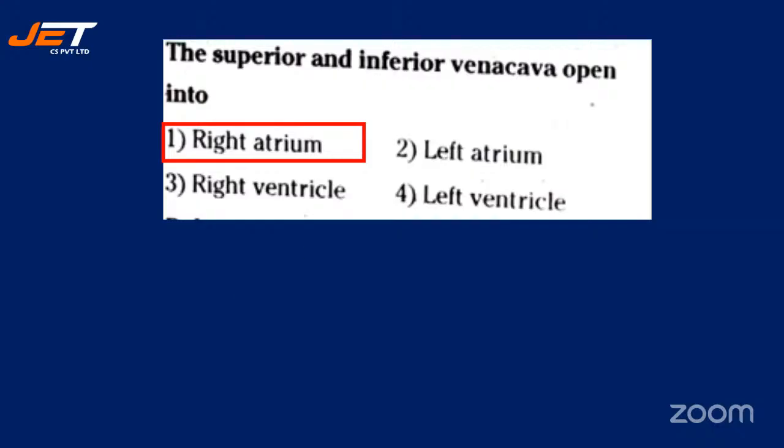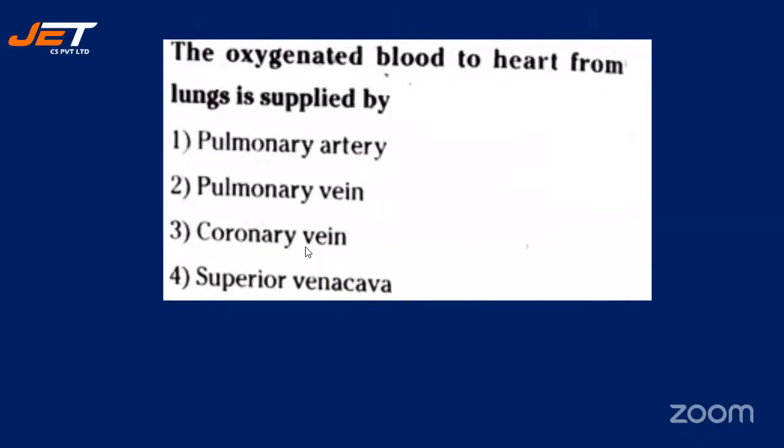And next question, the oxygenated blood to heart from lungs is supplied by: pulmonary artery, pulmonary vein, coronary vein, superior vena cava.